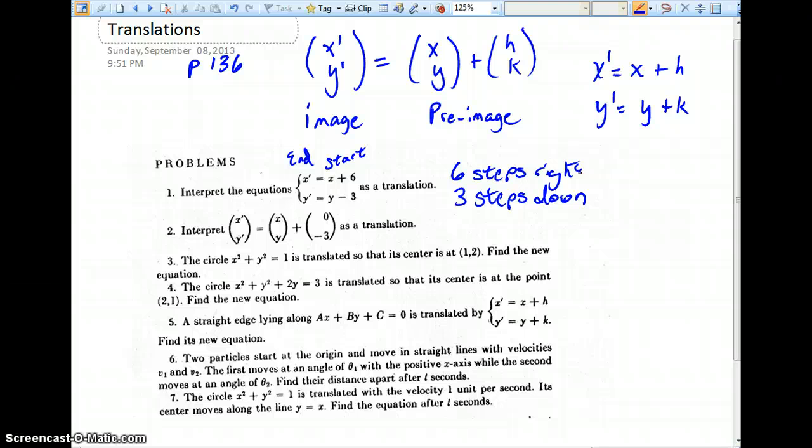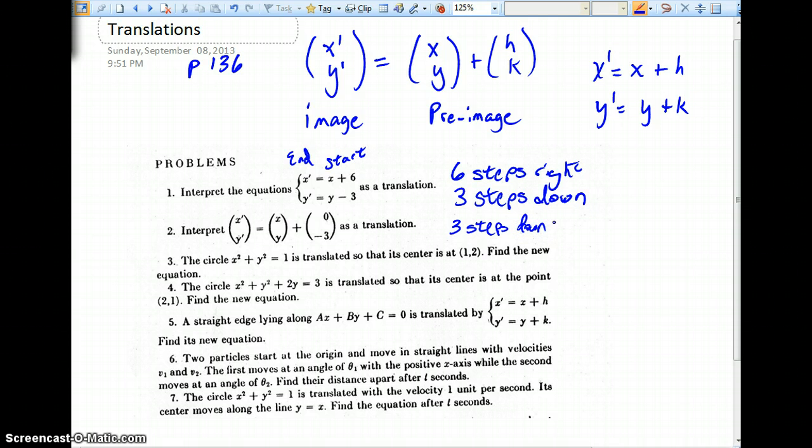Very similarly, in number 2, it's the exact same idea, except it's written in matrix form. You can see that we have xy plus the 2x1, 0, negative 3. There's no movement horizontally. If you add 0 to your x coordinate, you don't move at all, right or left. However, y plus negative 3, we will move 3 steps down.